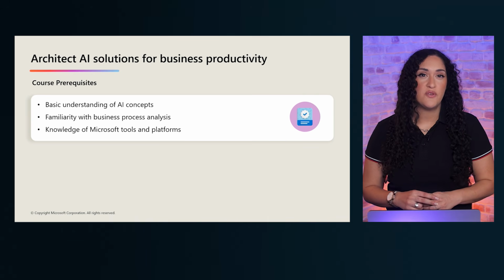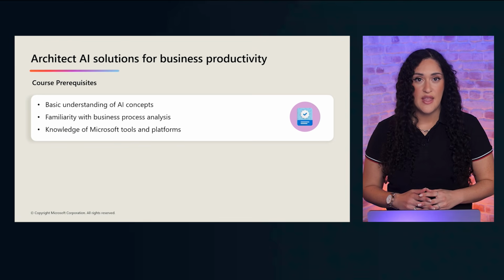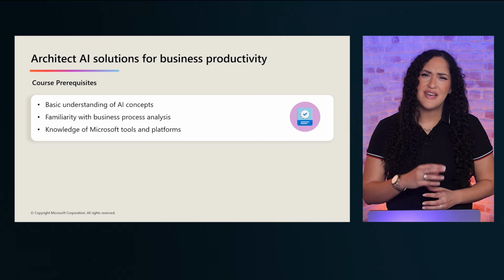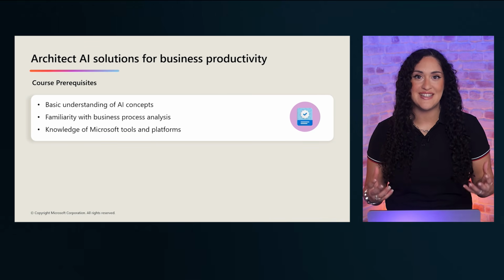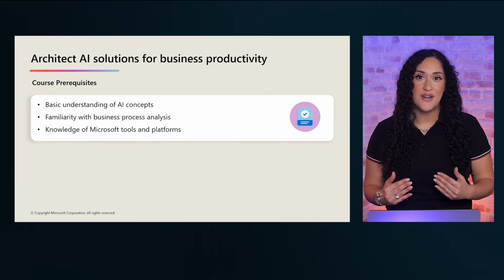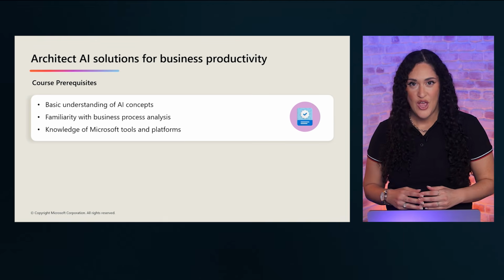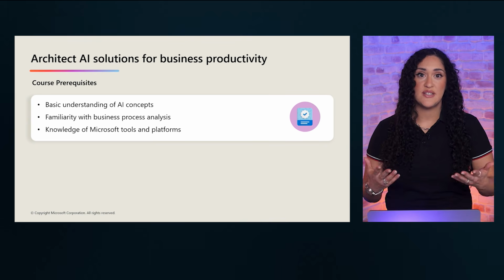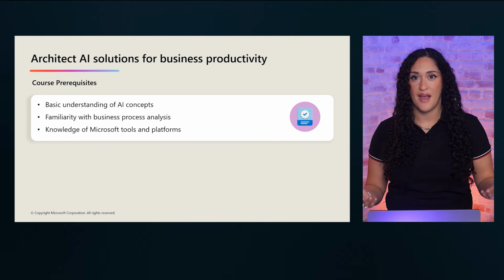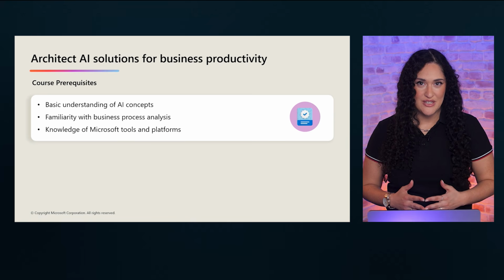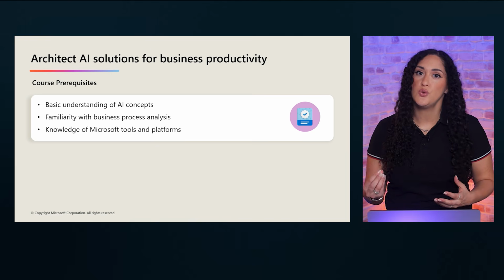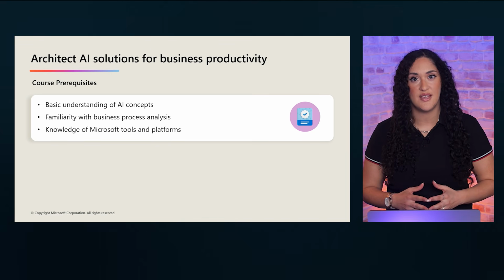Second, it's important to be familiar with business process analysis. This course focuses on designing solutions to improve productivity, so you'll be expected to think in terms of real business scenarios, like optimizing workflows, automating tasks, or supporting decision-making. Third, you should have some working knowledge of Microsoft tools and platforms. This includes services like Microsoft 365, the Power Platform, Copilot Studio, or Dynamics 365.